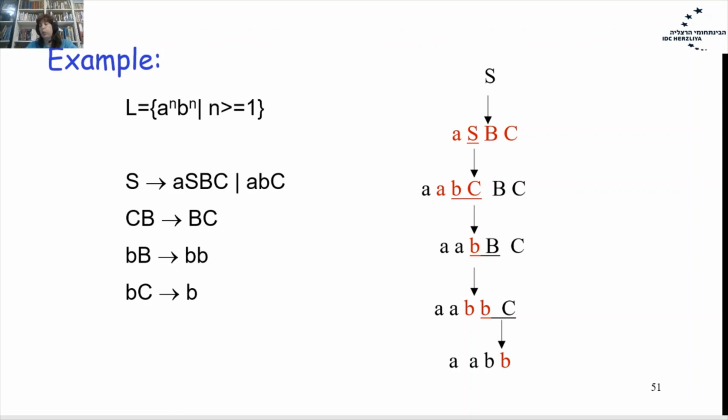Now we finished with all variables. So the word written at the leaves of the tree is AABB, which is a to the power of 2, b to the power of 2.